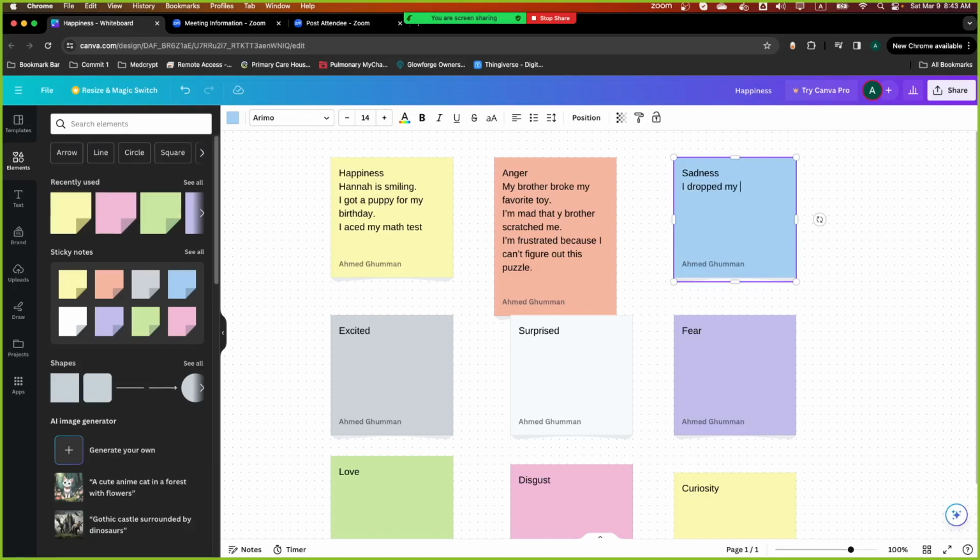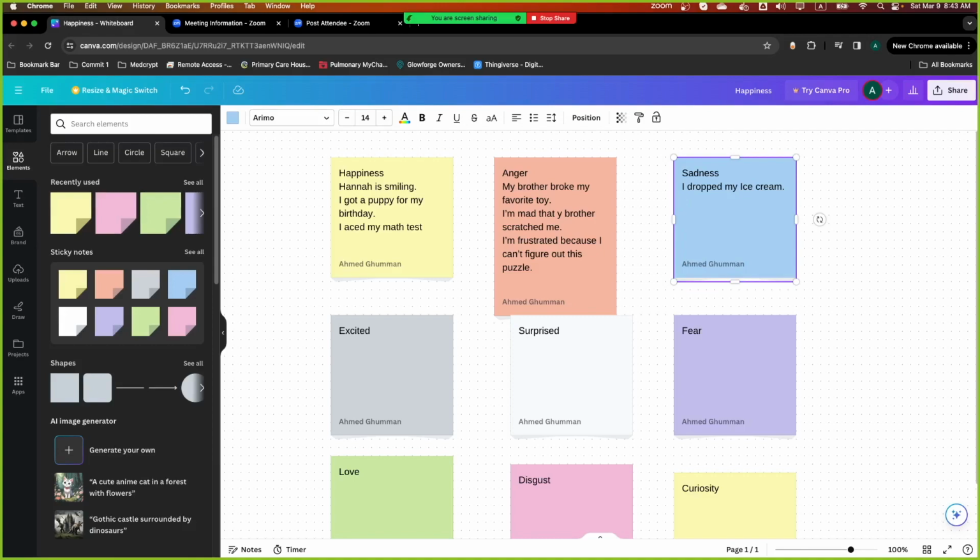I dropped my ice cream, or I didn't get ice cream today after dinner, or after lunch. That would be angry. Okay, let's put that. Yeah, you are right. Okay, let's just stick to that: I dropped my ice cream, and I'm really sad. Okay, yeah, you are right.